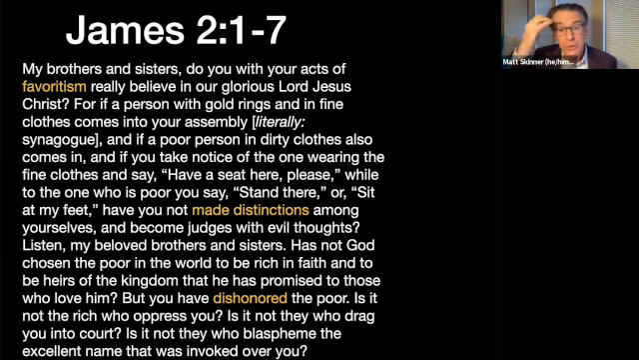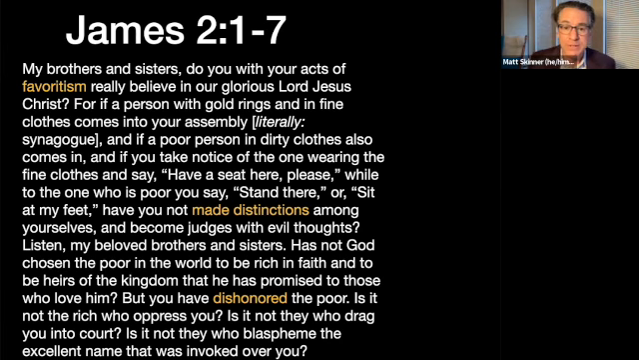"For if a person with gold rings and in fine clothes comes into your assembly," or literally the word here is synagogue, which would make sense for what appears to be a Jewish author writing to a Jewish community, that they might have understood themselves as still members of a synagogue. Synagogue wasn't yet a word that was understood in differentiation from church. So into your assembly. So if a wealthy person comes in with all of the marks of wealth in that society, right? Jewelry, fine clothes.